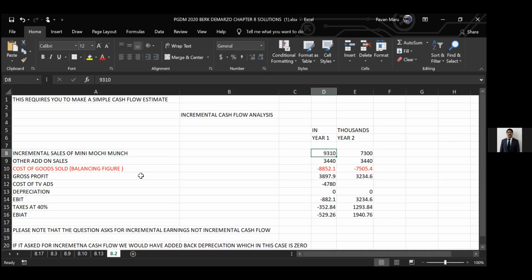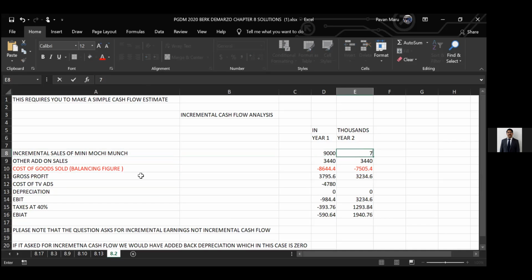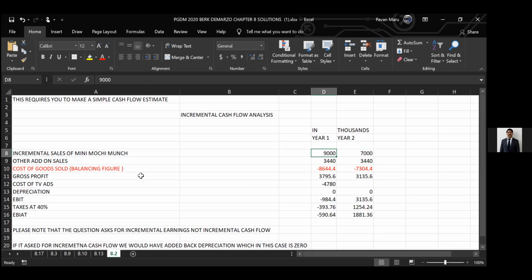Tell me what is the figure for year one. 9 million. So 9,000. I'm going with $9 million. So I've converted it, 9,000 into 1,000 will give you 9 million. Correct? Second year, 7 million. So 7,000. Now, brother Pawan, confusion. Yes, tell me. It says that 9 million increased by this year and 7 million increased by next year. Ignore that. So 9 million increased by this year.